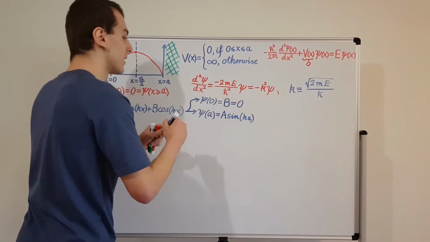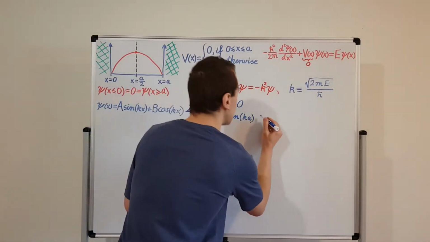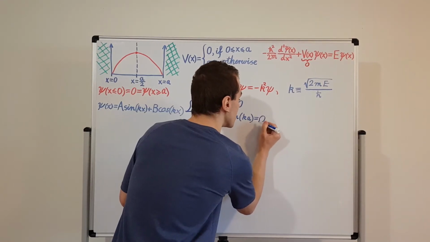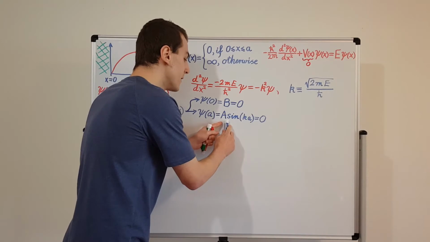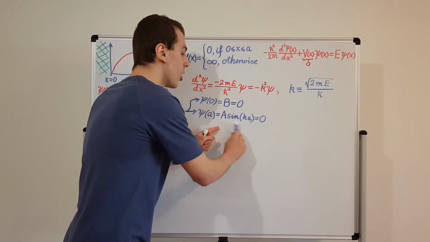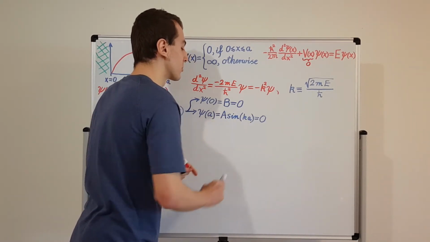So that's what we have. And what does this have to equal? Well, it has to equal 0. So we have two possibilities to make this product 0. Either the coefficient A is equal to 0, or sine of ka is equal to 0.